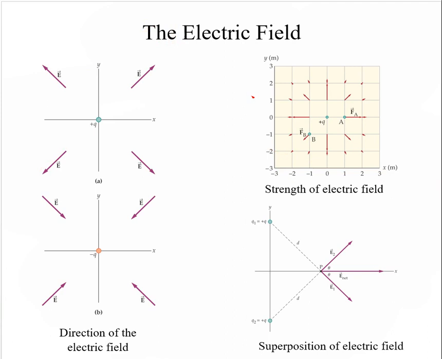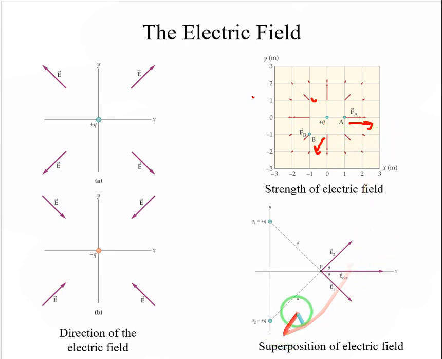So now coming to the electric field. If you can see in figure A, we have a positive charge, so the electric field will be in this direction, and if we have a negative charge, the electric field will be in this direction. If you can see the strength of the electric field, you have a positive charge here, and a charge at point A, so the force will be in this direction, the force at point B will be in this direction. Okay, and similarly for C and D and so on.